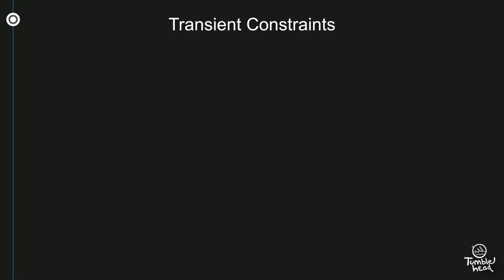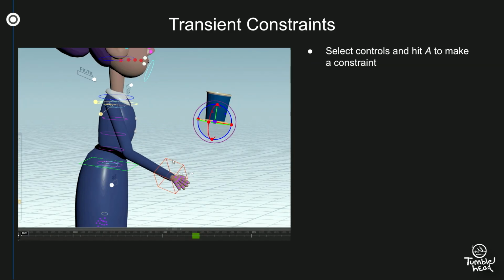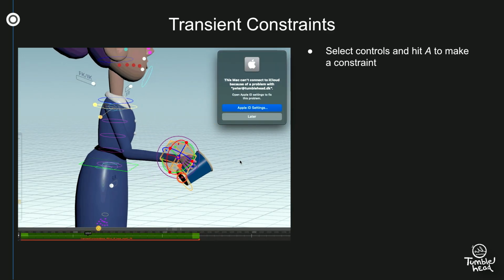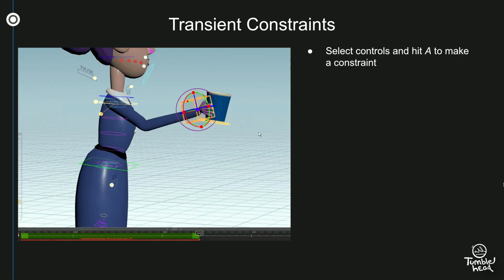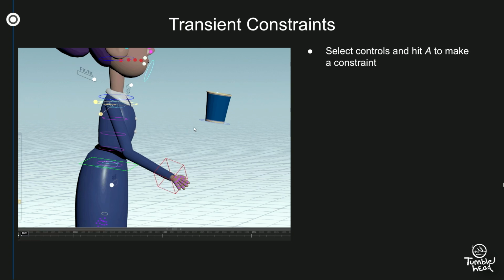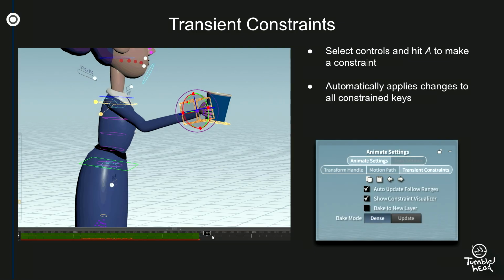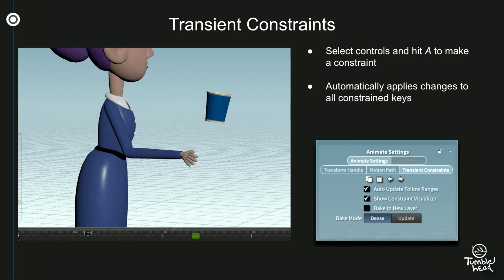Okay, but sometimes you do need real constraints, and for this, Houdini has transient constraints. How these work is you select the two objects, where you want one to be constrained to the other, and you select your frame range on the timeline, and you hit A, and then you have a constraint. What's also cool is it automatically applies the changes that you make to your position. It applies that to all the keys.